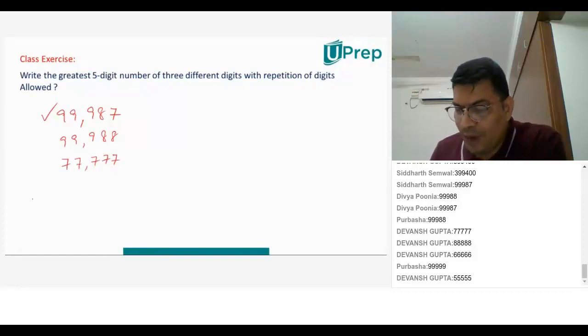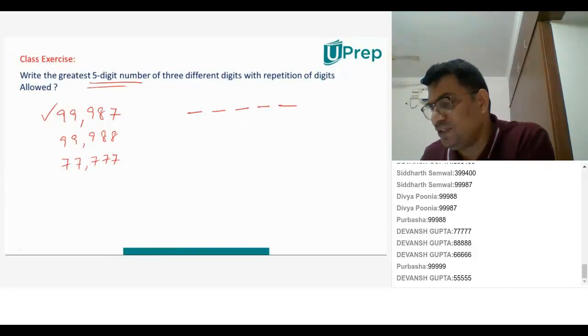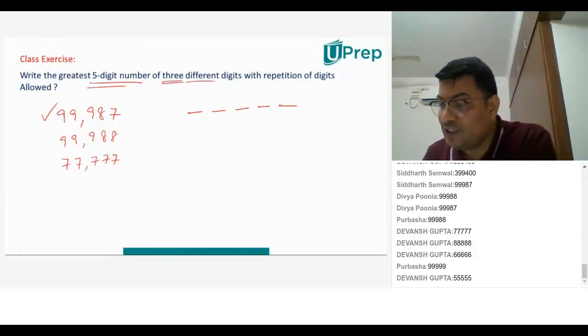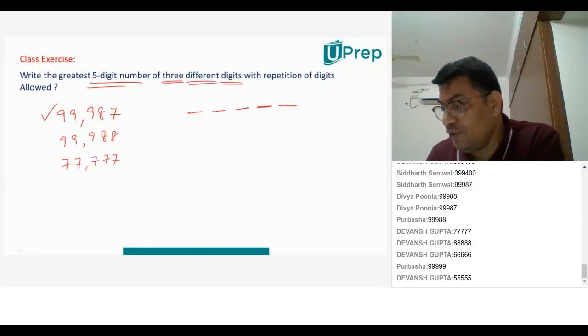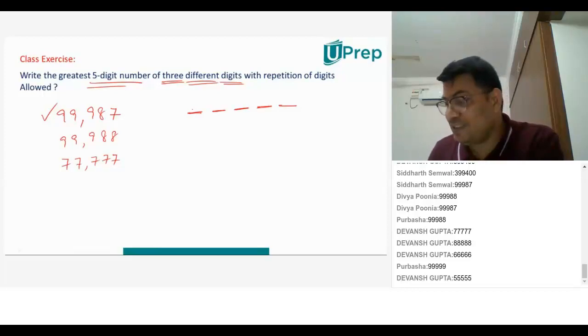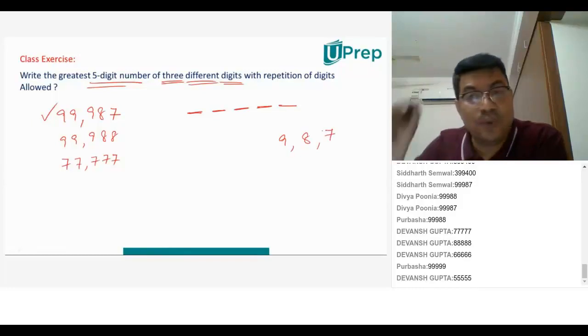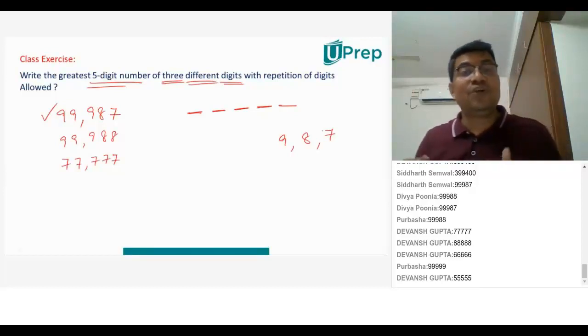So all of you also write the greatest 5-digit number. We need to write the greatest 5-digit number, using 3 different digits. We have 5 positions, so we need 5 digits, but he's saying we should use only 3 different digits, and he wants it to be greatest. So out of the digits we know, what are the greatest? We know 9 is a digit, 8 is another digit, 7 is another digit. So we'll go from the highest. Out of 9, 8 and 7, he's saying repetition of digits is allowed.